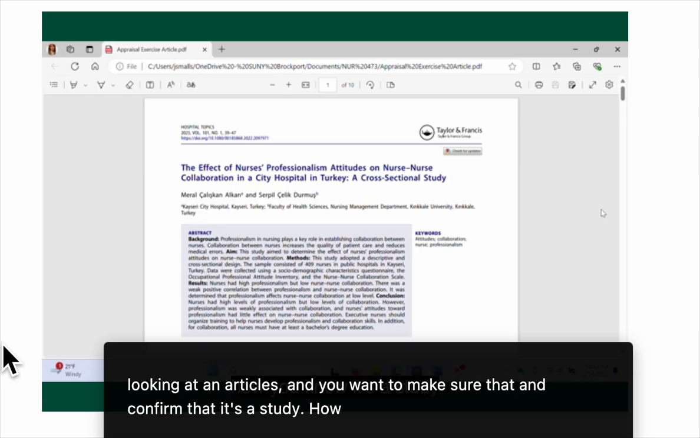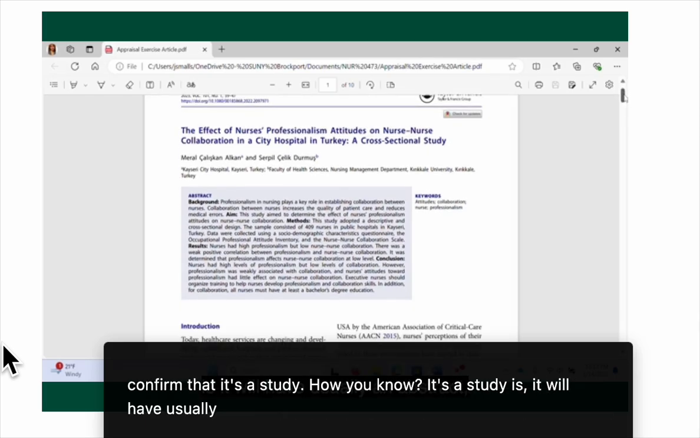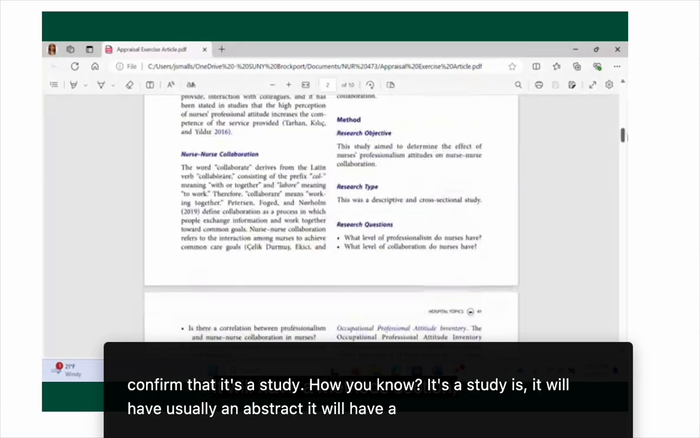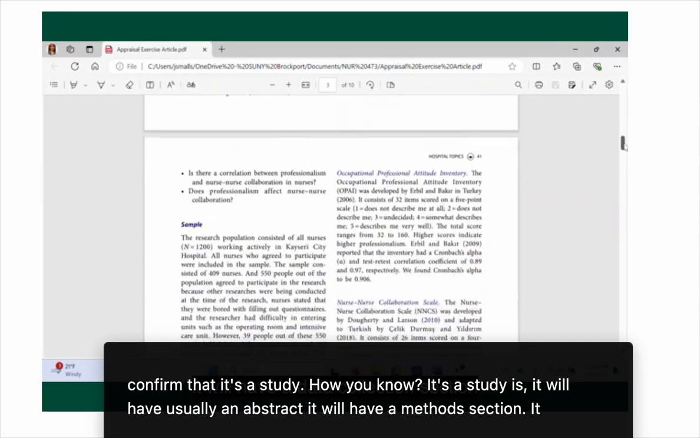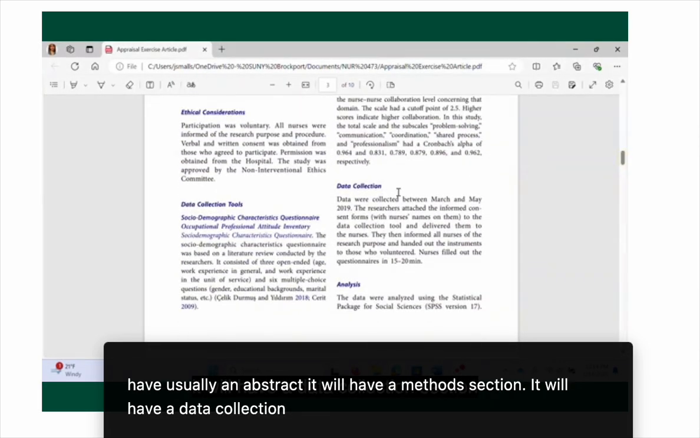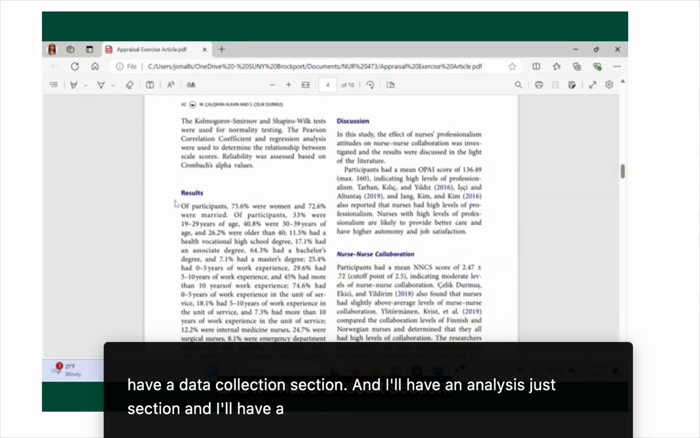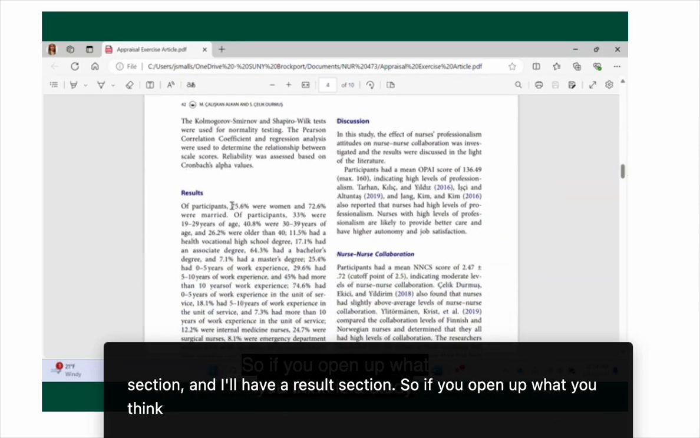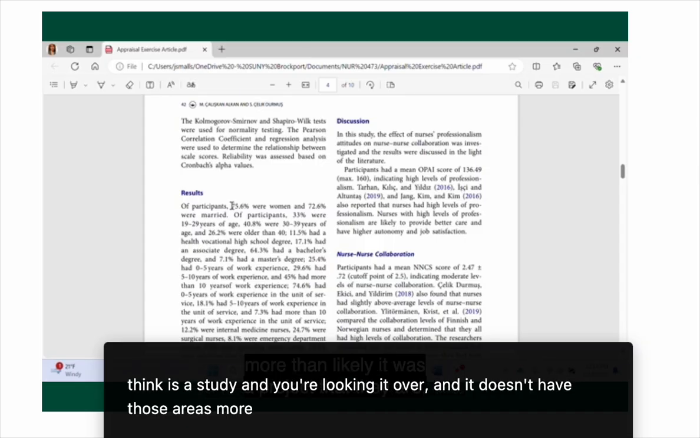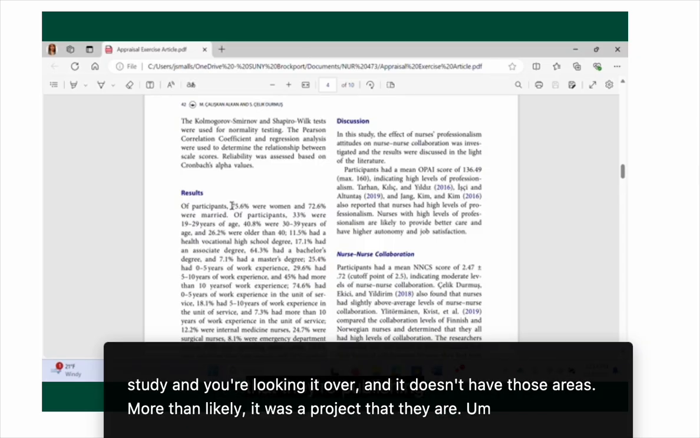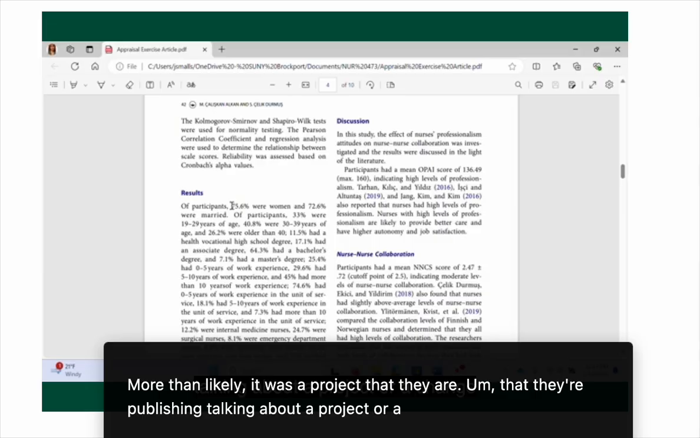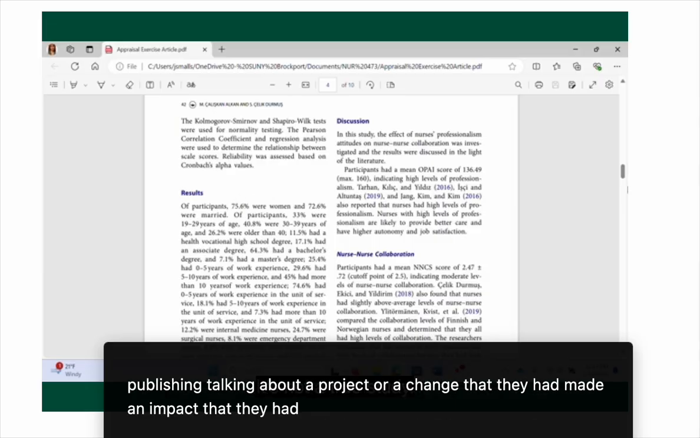it's a study, how you know it's a study is it will usually have an abstract. It will have a methods section. It will have a data collection section, and it'll have an analysis section, and it'll have a results section. So if you open up what you think is a study and you're looking it over and it doesn't have those areas, more than likely it was a project that they're publishing, talking about a project or a change that they had made and the impact that they had. It's not a true study.